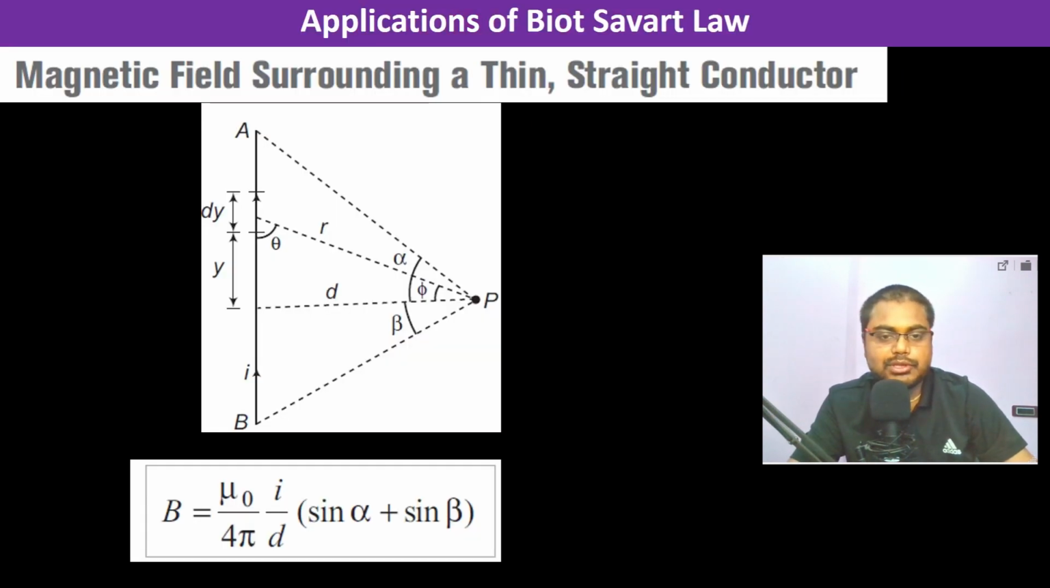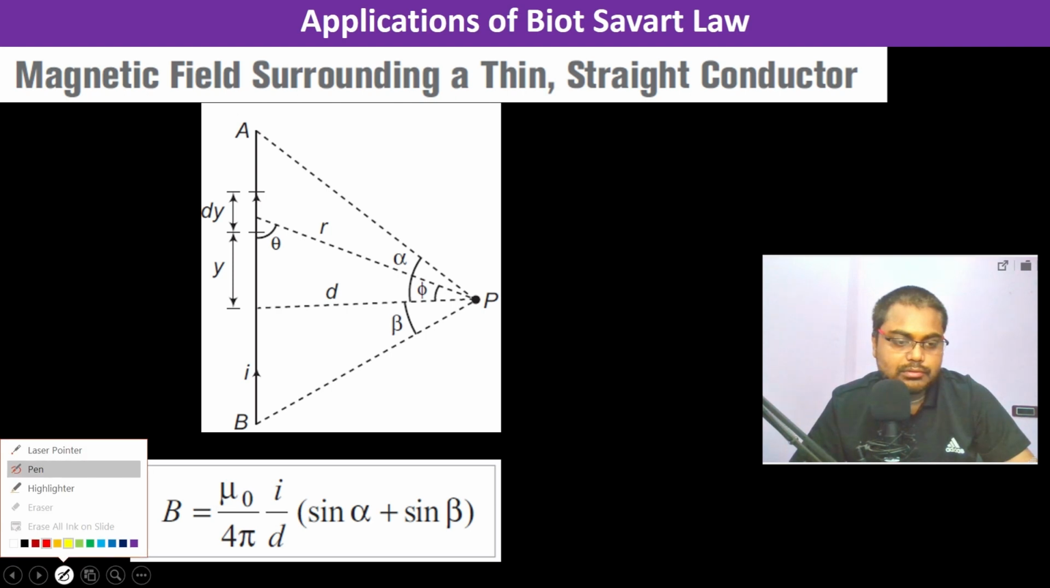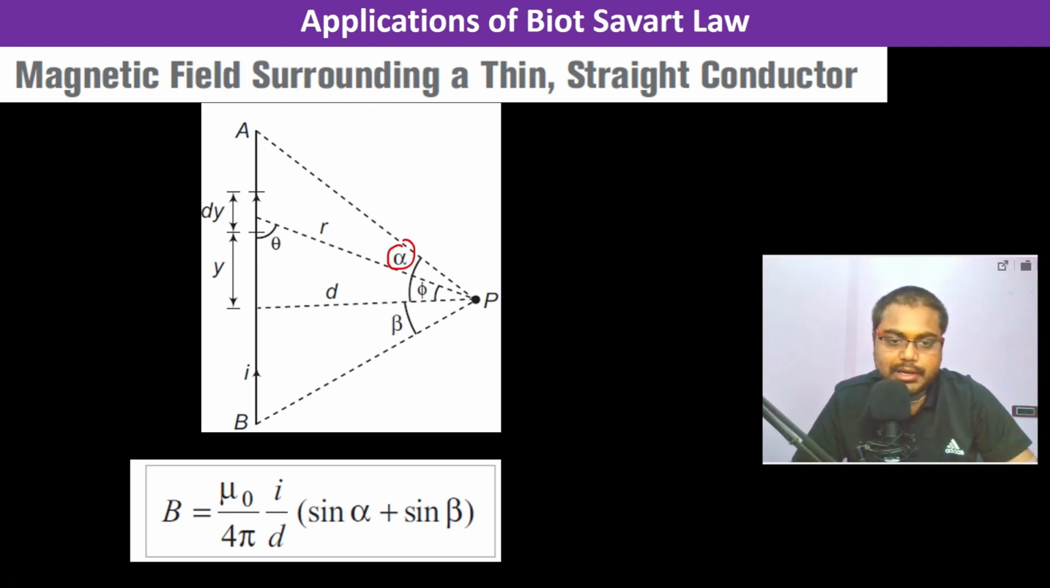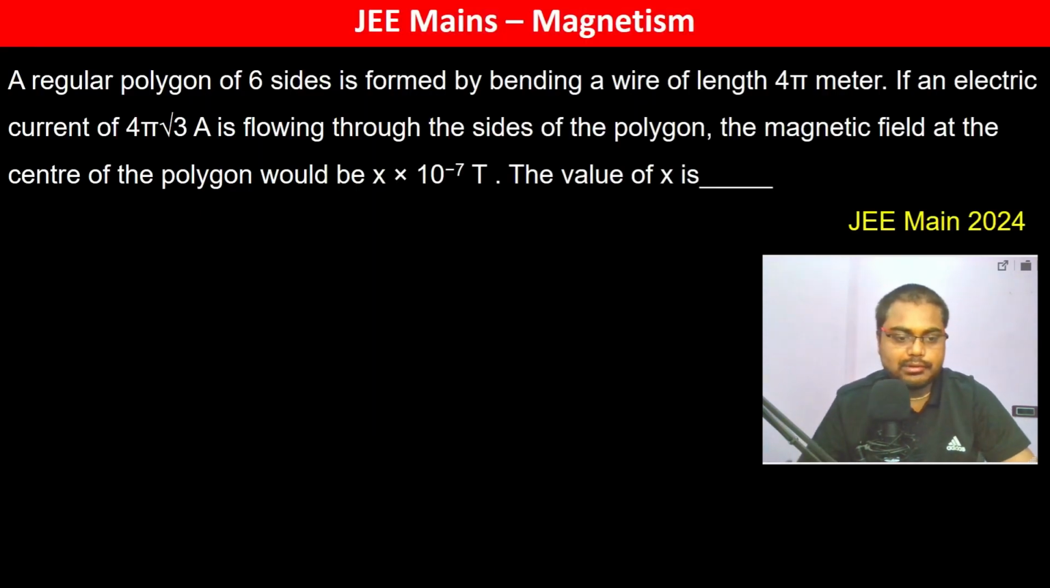Okay, so if you see the magnetic field surrounding a thin straight conductor, this is the formula. Okay, so this alpha and beta are the angles subtended by this conductor on the point P. Okay, so now let us solve this.